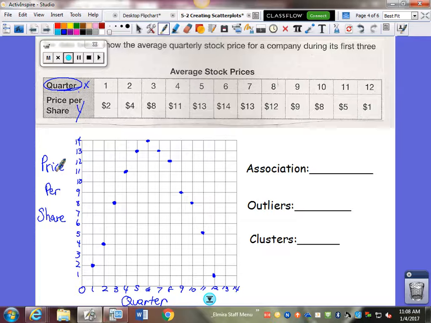All right, association. Well, this data goes up and then back down. So there's a pattern to it, but it's nonlinear. And next year when you guys take algebra, you'll learn a more specific vocabulary word for that. You would come to me and you'd say, Sanders, that's quadratic. But we don't have to worry about that till next year. Outliers. No, none of this data really is outside the pattern, so that's a no. Clusters? Nope. Okay, so that's our first scatter plot.